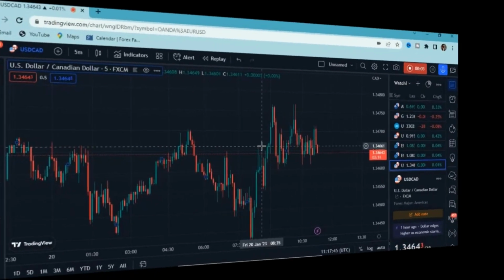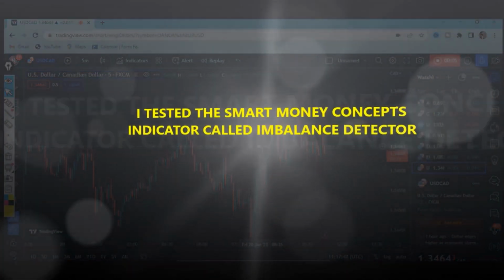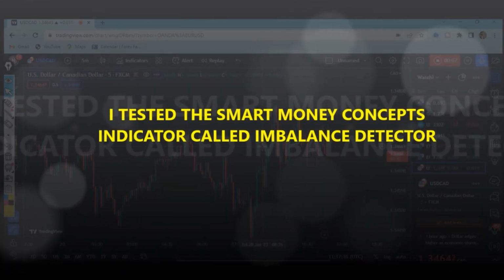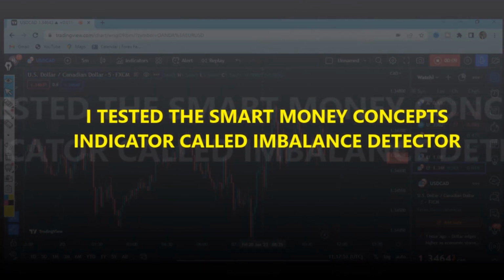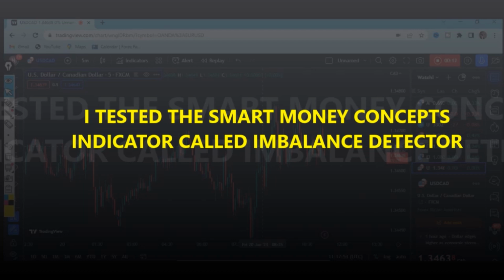I told you I do test my strategies on live market. I don't practice strategies. So guys, this is among the most popular indicators we have right now in tradingview.com, and it's called the imbalance detector. Okay, so it detects imbalance. And what is imbalance in forex trading? Imbalance is what we call inefficiency.